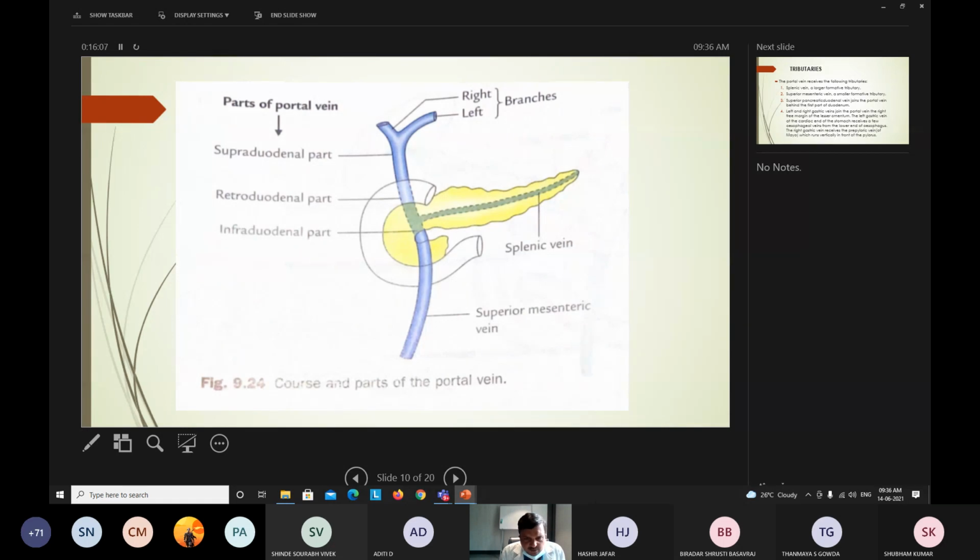These are the course and parts of the portal vein. The formation we have already seen. This is the infraduodenal part, which is present below the duodenum. This is the retroduodenal part. This is the supraduodenal part, and these are the branches at the porta hepatis of the liver. As I told, the right is a short and wider branch, whereas the left branch is a little narrower and longer.